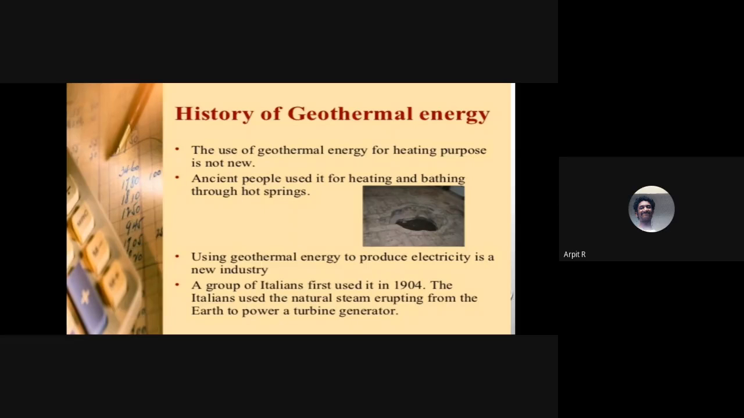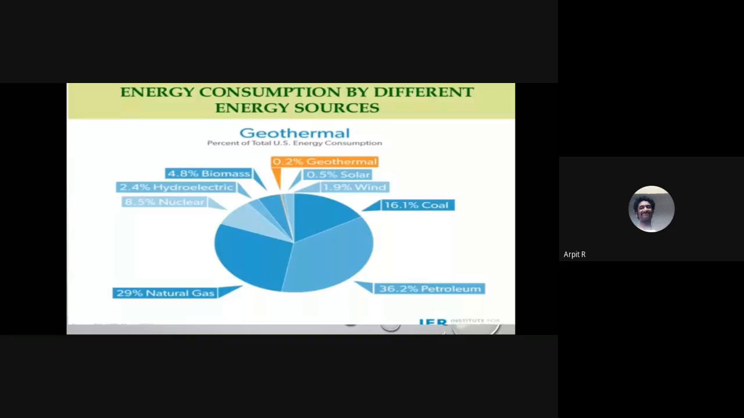Using geothermal energy to produce electricity is a new industry. A group of Italians first used it in 1904. The Italians used the natural steam erupting from the earth to power a turbine generator. Then energy consumption. Please note that geothermal energy consumption is 0.2%.